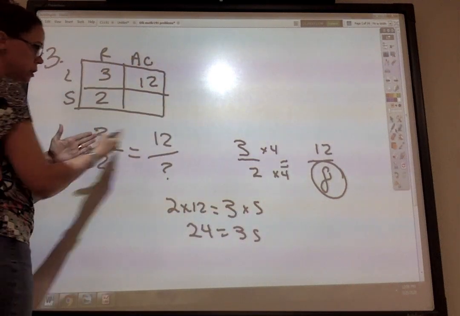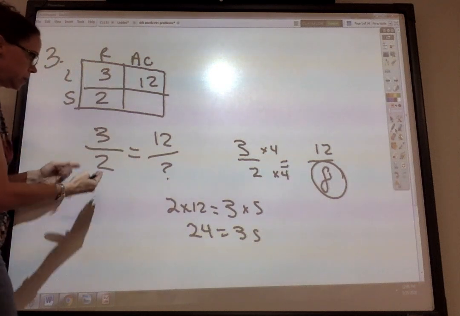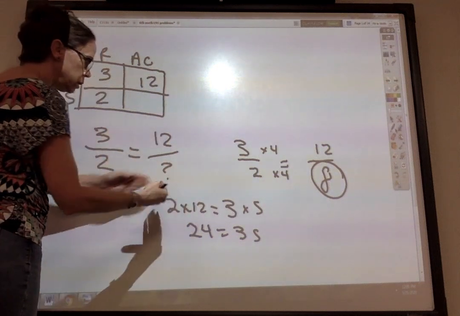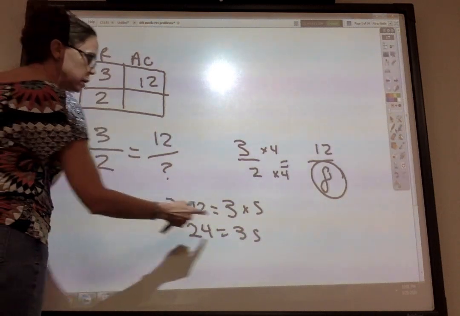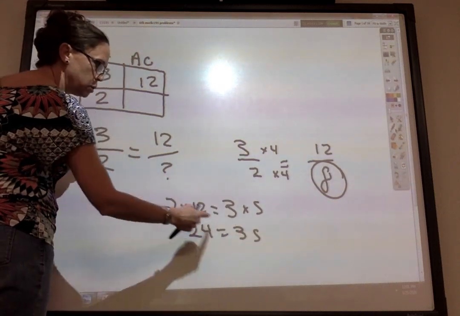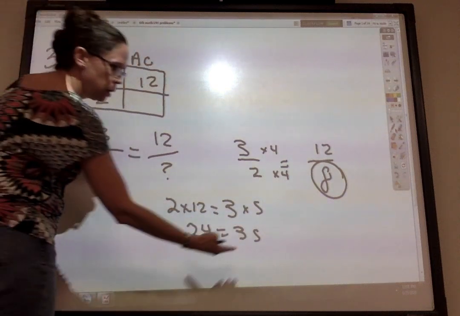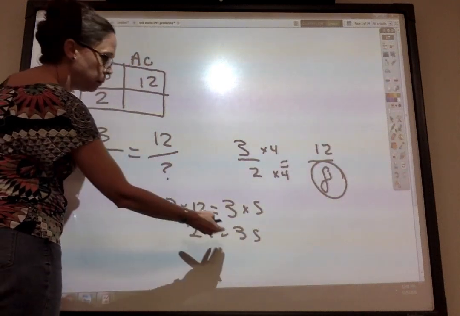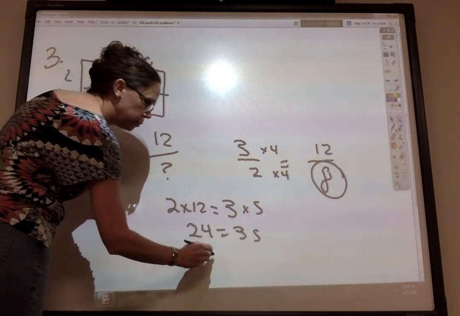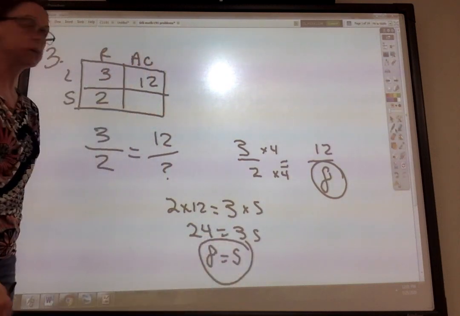Or if you wanted to start with your proportion and use the cross product method, you would say 2 times 12 is equal to the question mark, our number of smilers, times 3. So 2 times 12 is 24, equal to 3 times S. If I know the product and I'm missing a factor, I can divide the product by the factor. 24 divided by 3 is 8. So there were 2 ways to solve that one.